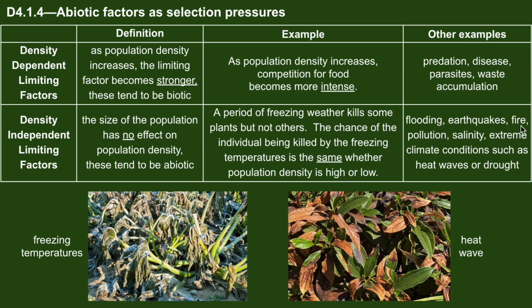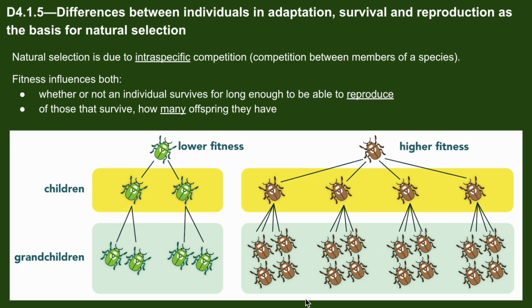It's going to take out the entire population, whether the population is high or low. We're going to have more offspring than the environment can support. And so natural selection happens as all of the members of a population are competing against each other, which we call intraspecific. Intra means within.